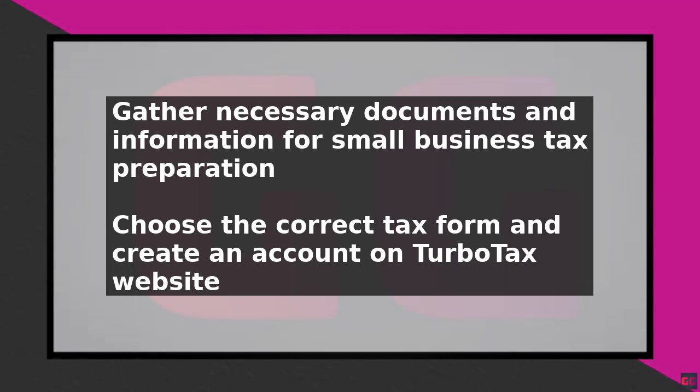To use TurboTax for small business, start by gathering all necessary documents and information, including business income statements, expense receipts, and tax-related documents. Next, go to the TurboTax website and select the small business option, choosing the correct tax form, such as 1040 or 1120, depending on your business structure.